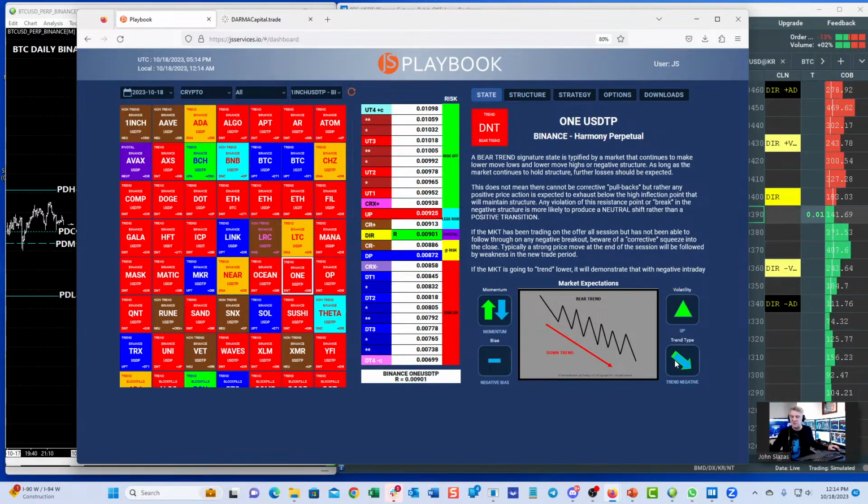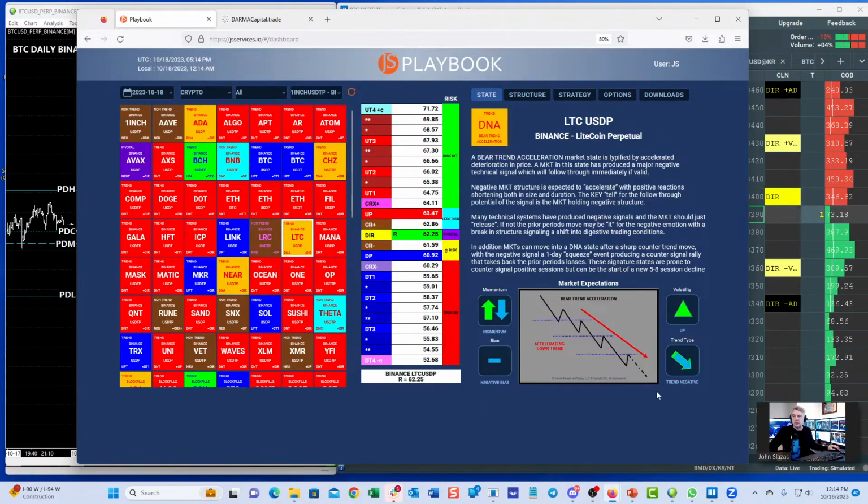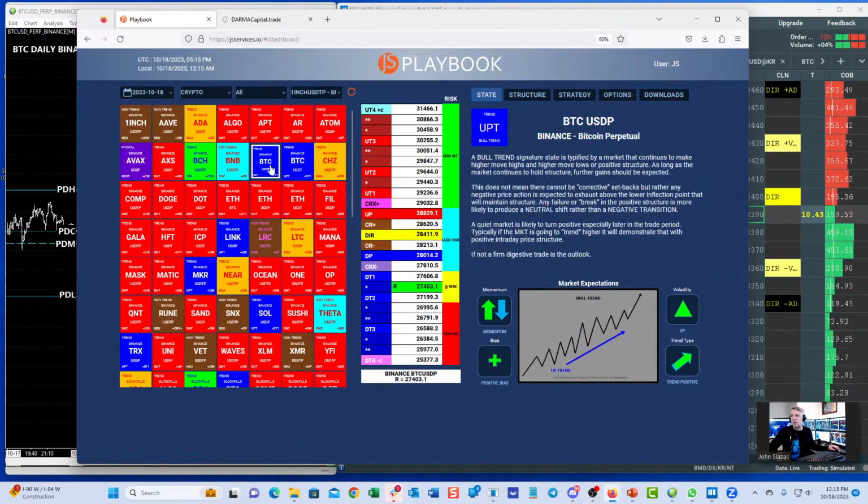And that's all we're doing: getting some clarity and recognition of, hey, this is the type of state that we're in. Ether is in a bear trend, but Litecoin is in a bear trend acceleration. Our expectations are different, because what we're always doing is looking to align our expectations with facts. And so if the market, for Bitcoin, is in a bull trend, is the market performing to the expectation of the state?